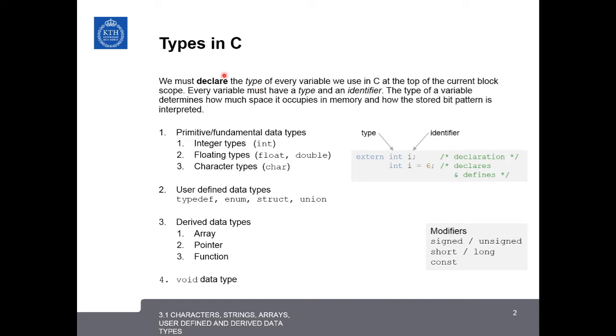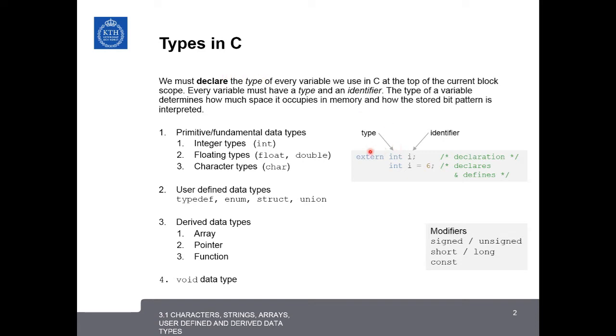We must always declare the type of every variable in C at the top of the current block scope, and every variable must be declared with a type and an identifier. The type of the variable determines how much space it occupies in memory and how the bit pattern is stored and interpreted. Here we have two example declarations.